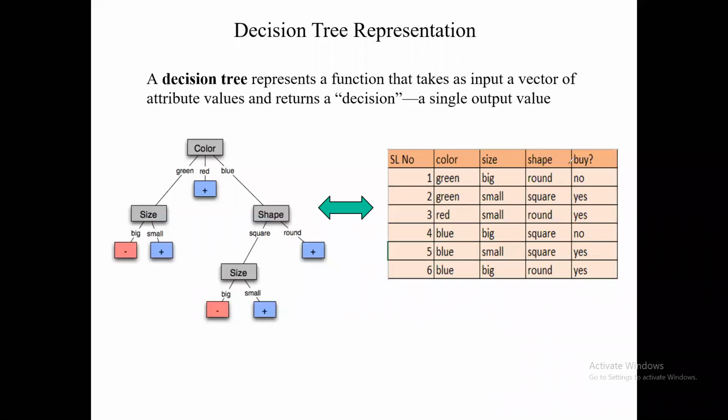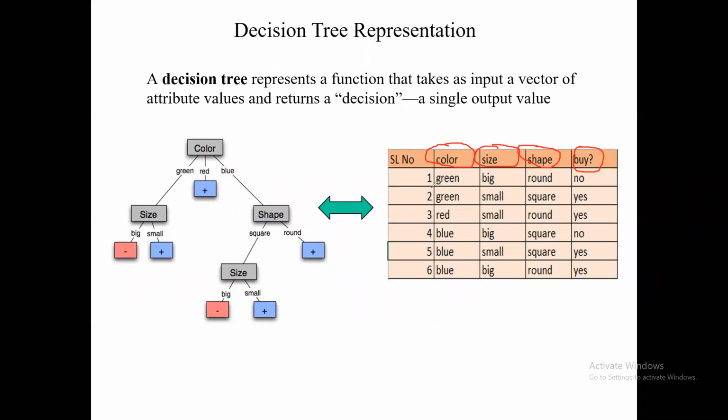Now that we have seen how a decision tree can be formed from a data set or a truth table, such as this on the right hand side, let's get familiarized with some of the terminologies. So we see that in the data set, we have certain attributes. These are the attributes: color, size, and shape. We also have a decision, whether we want to buy a dress or not, or we want to admit a student to the university or not, and so on.